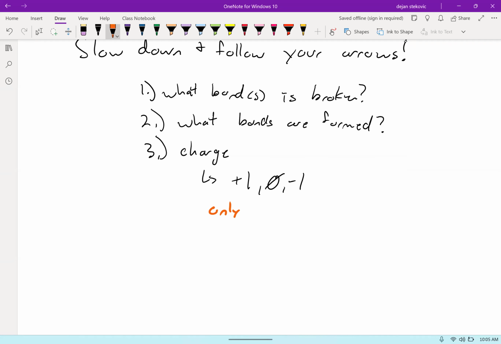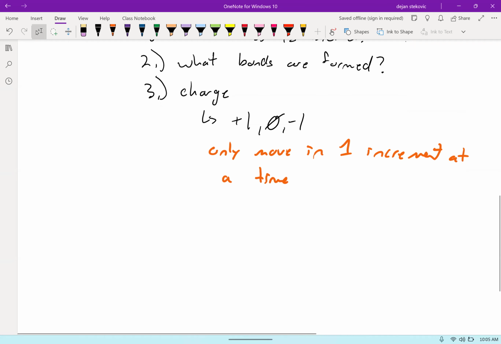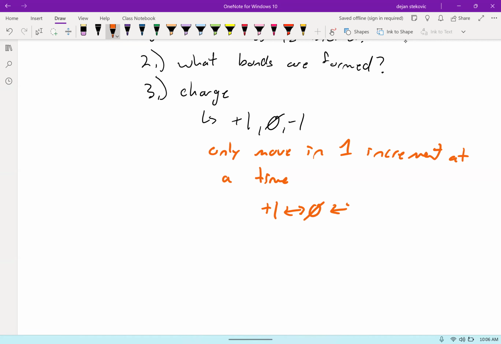And they're going to only move in one increment at a time. So if you see a compound that has a +1 charge, then maybe it'll go to 0 if it gains electrons. If you see a compound that has a neutral charge, no charge, maybe it'll go to +1 or maybe it'll go to -1. And then if it has a negative charge, maybe it'll go from -1 to 0. But we're never going to hop all the way to the other side, right? We're not going to go from +1 to -1 or anything like that, right? It's only going to move in increments of 1.